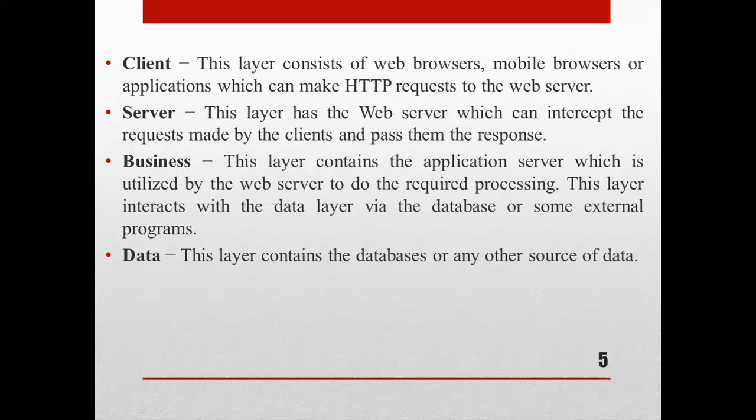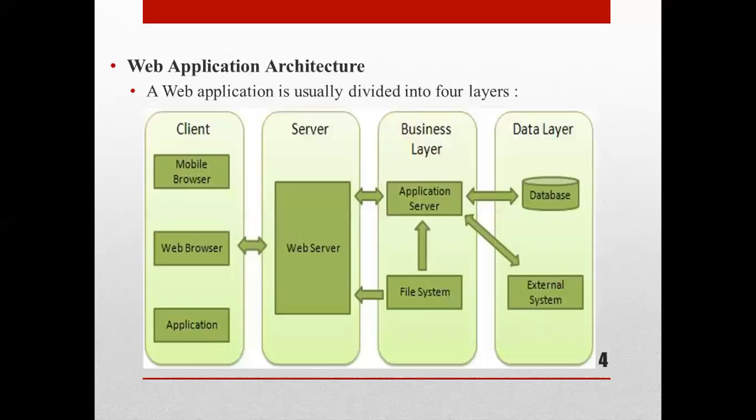Then last one is the data layer. This layer contains the databases or any other source of data. Here you can see this layer contains the databases and any other sources of data from the external system. These are the four layers of web application.